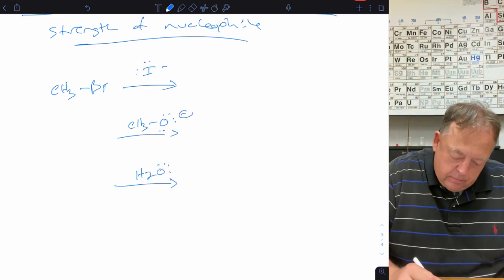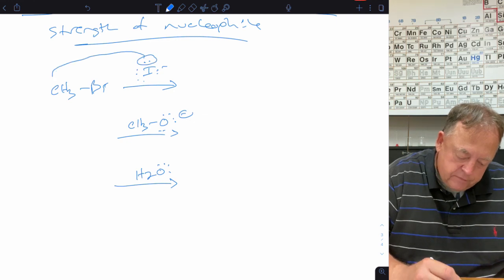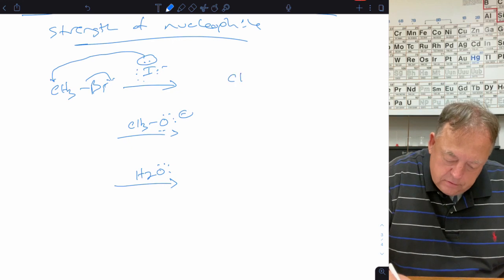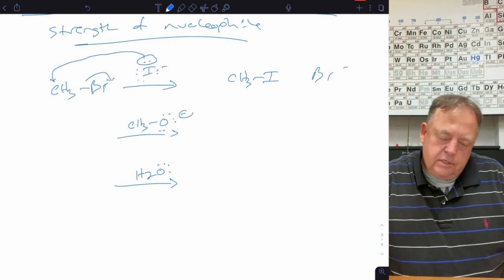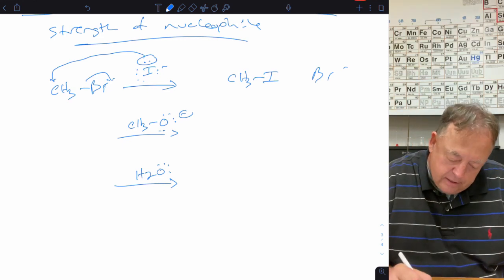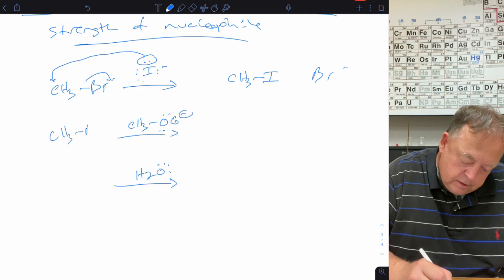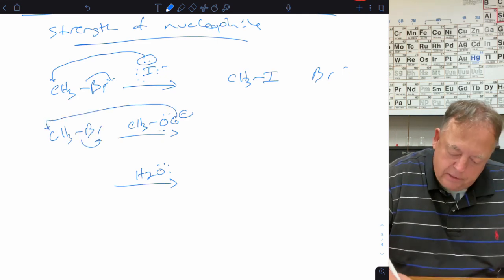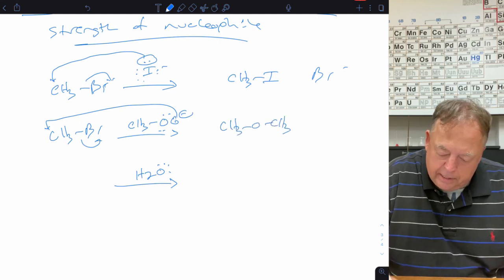So again, the basic SN2 is the same. You take a lone pair of electrons on the nucleophile, make a bond to carbon, and you kick the leaving group off. So you do a substitution. So in this case, you would make methyl iodide, or if this oxygen attacked the carbon and displaced the bromine, then you would make an ether.